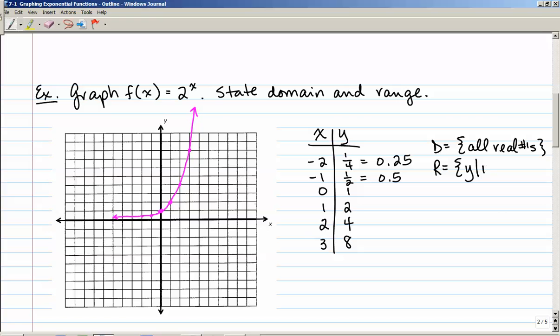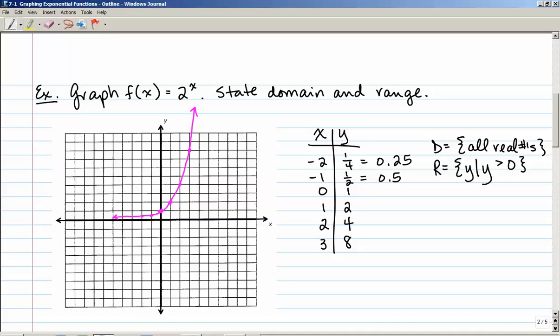My range is where it's going to be a little bit different. Remember, range means what can y be? As I go in the positive x direction, my y keeps going up, so y can be greater than something. But in this direction, my y is never hitting 0. You can even notice that from the table. So my y has to be some number that's greater than 0. It can't be greater than or equal to 0, because as you saw from the table on the calculator, it never quite got to 0.